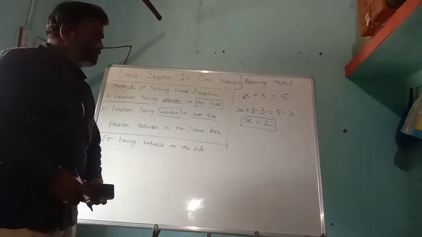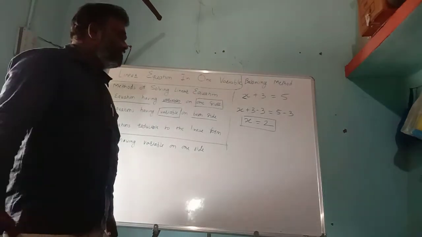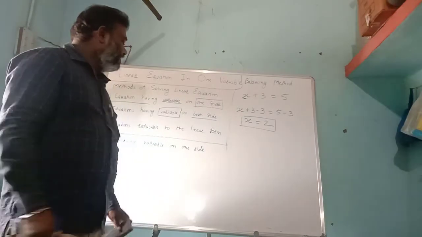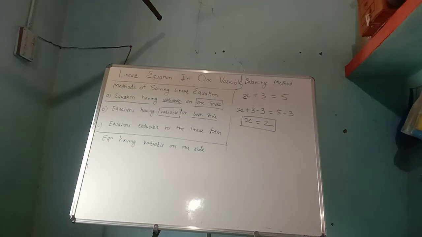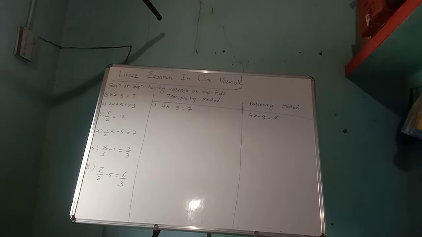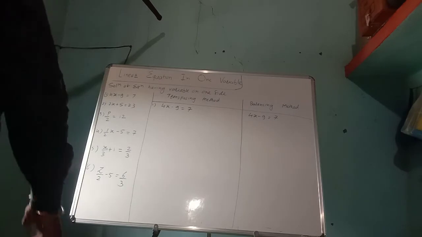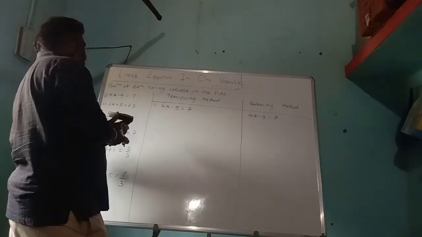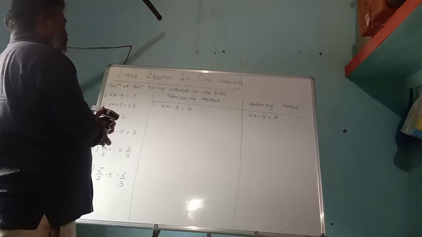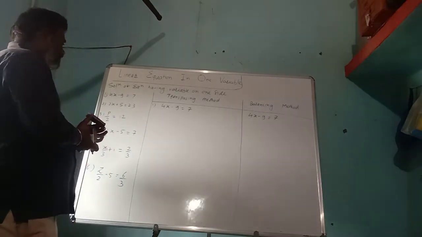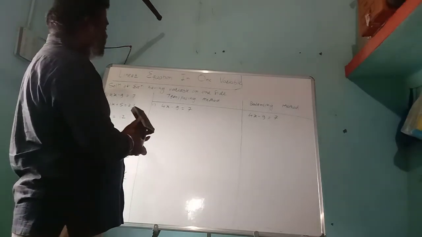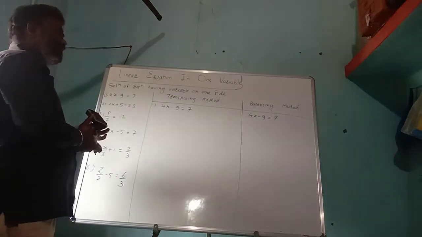Now we will discuss some more examples so you can be clear. Now we will discuss a few more examples, that is, solution of equations having the variable on one side. I am solving the same example by both methods, the transposing method as well as the balancing method.